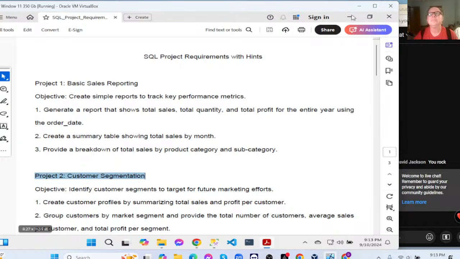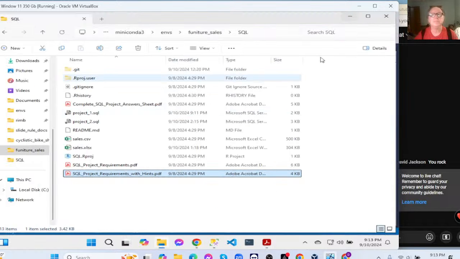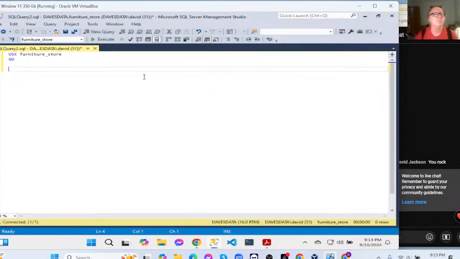So there's actually two different versions of the requirements. Requirements with hints gives you a hint. For instance, it'll say, well, the hint is you might want to use a CTE or a subquery for this one here. So anyways, let's come over here. Let's do this. Project 2.